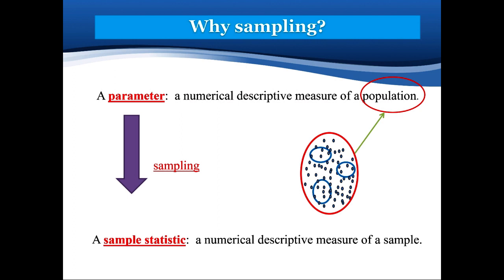A sample statistic is a numerical descriptive measure of a sample. It is calculated from the observations in the sample. For example, sample mean, sample standard deviation, sample variance, sample proportion, or something like 2 plus 3 times sample mean are all called statistics.